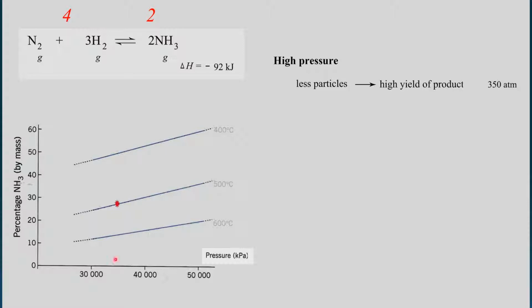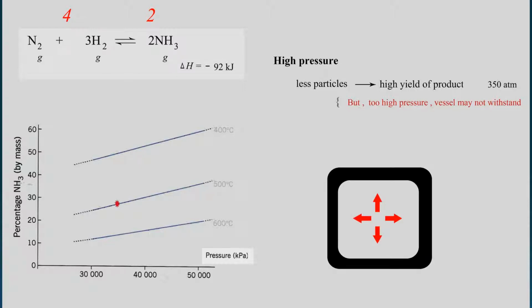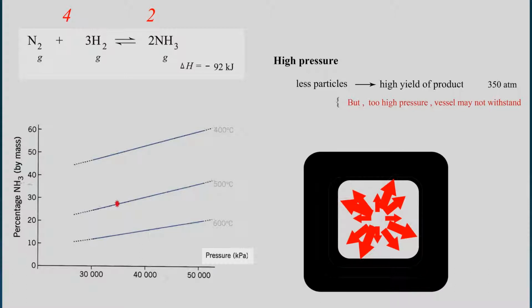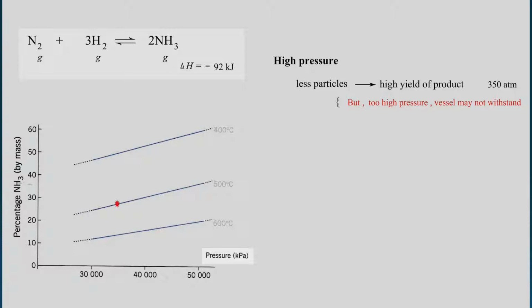Then why do we settle in the middle? Because with too high pressure, the vessel may not be able to sustain it. For example, if a certain pressure is required, you need a thicker wall for the container. What happens if the pressure increases? You need a thicker and thicker wall. What happens if the pressure increases more? You need another thicker wall. Now it starts to be impractical and unrealistic. So, in order to produce a reasonable amount of product, about 350 atm is a good pressure that the vessel will be able to sustain.